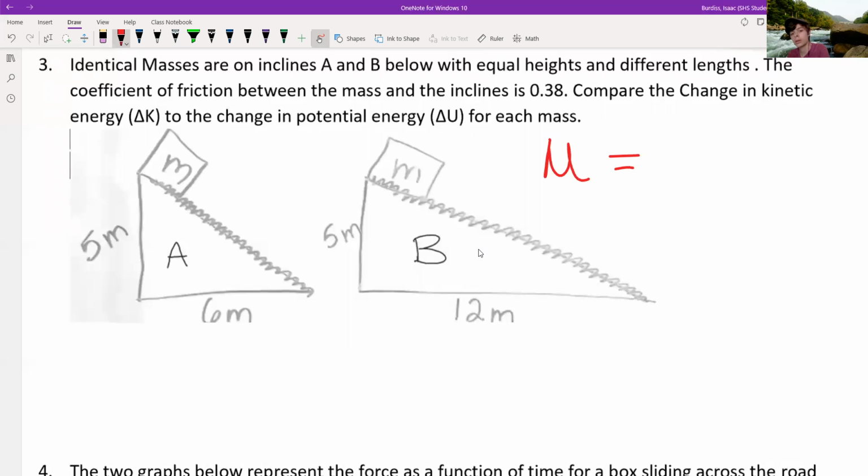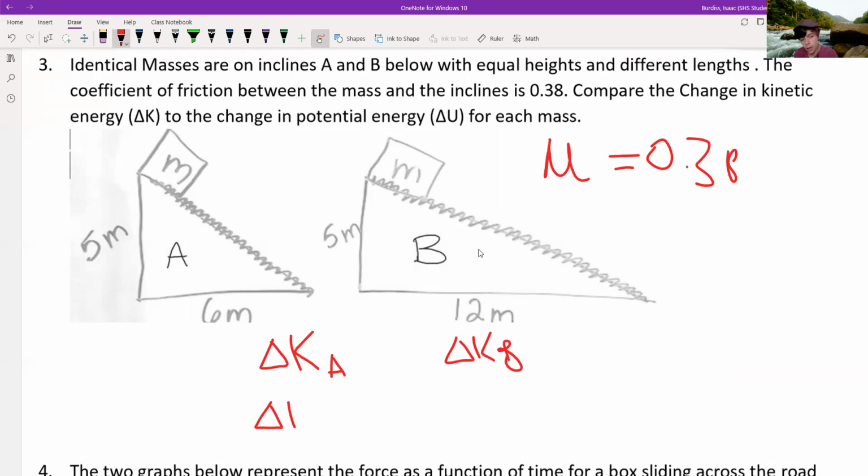is 0.38. Compare the change in kinetic energy and change in potential energy for both. So we have the change in kinetic energy for A, and the change in kinetic energy for B. We have the change in potential energy for A, and the change in potential energy for B. And we're going to do greater than, less than, equal to.